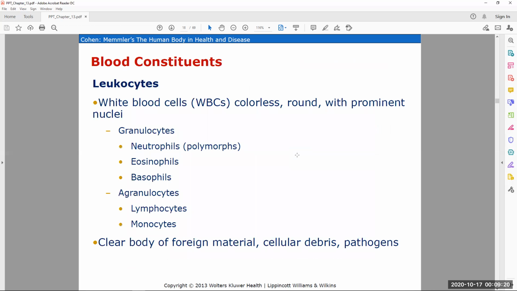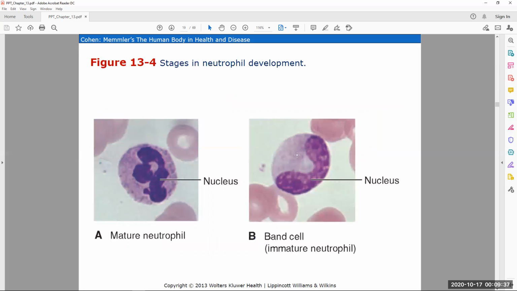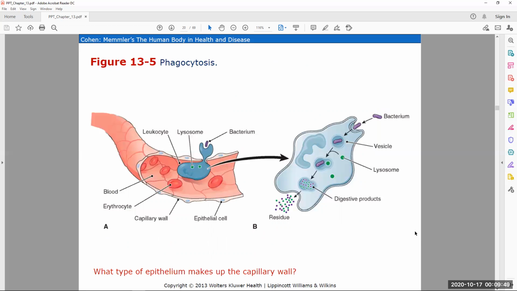All right, so the white blood cells, right? The leukocytes, they're colorless, round, with prominent nuclei. And that's how you could tell them apart because of their structure. They have different nuclei formation. The granulocytes, so-called because they are grainy, and the agranulocytes, they don't have grains with them. And here, two of them, a mature neutrophil and a band cell. And you could see there are differences in the nuclei, and that's how you could tell the difference between one and the other.